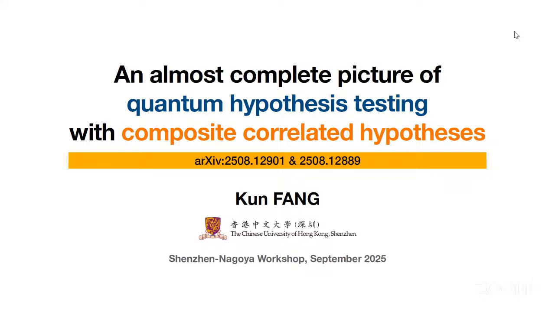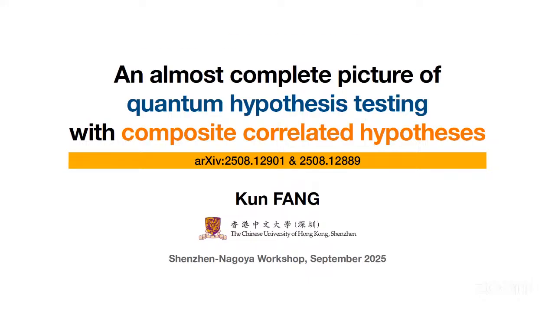Okay, thanks for the kind introduction. So this talk is about quantum hypothesis testing. This is a very useful tool in quantum information theory. And now we generalize this setting a little bit to the composite correlated hypothesis. I will explain later what it is. The arXiv papers are here. It's about these two arXiv papers recently.